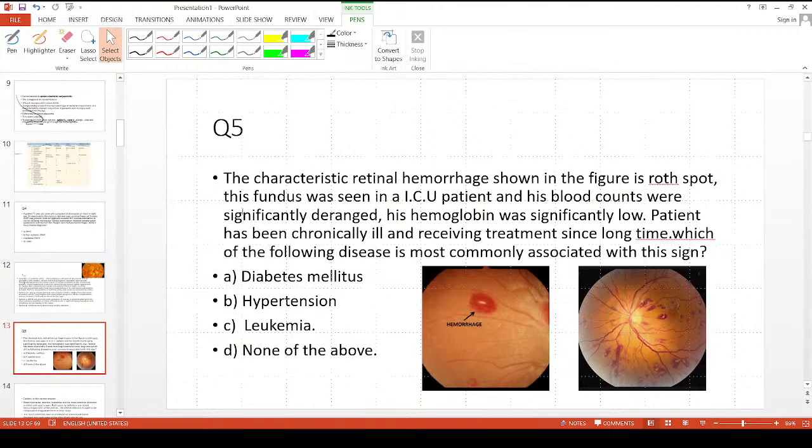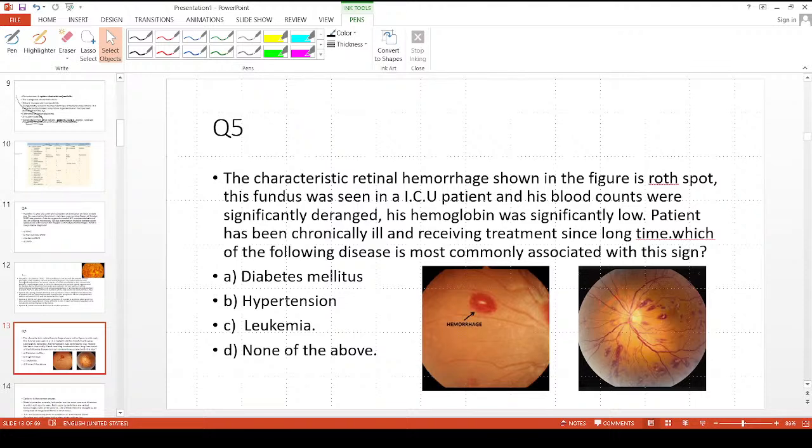Moving on to the next question. The characteristic retinal hemorrhage shown in the figure is Roth spot. This fundus was seen in an ICU patient, and his blood counts were significantly deranged. His hemoglobin was significantly low. The patient has been chronically ill and receiving treatment for a long time. Which of the following diseases is most commonly associated with this sign?